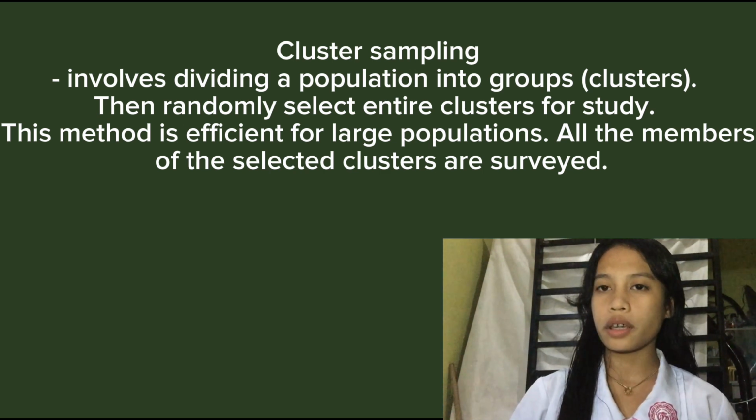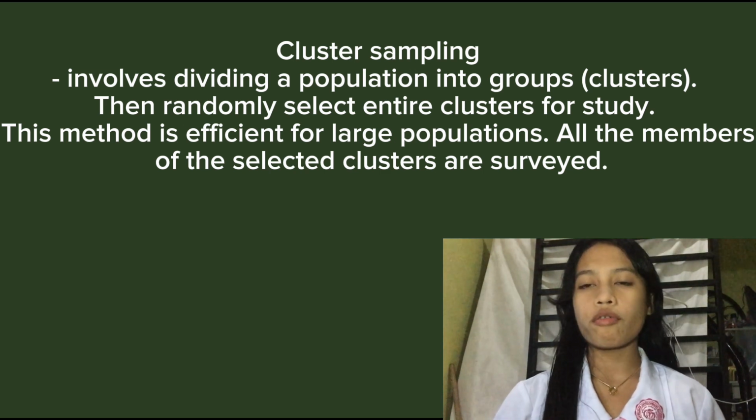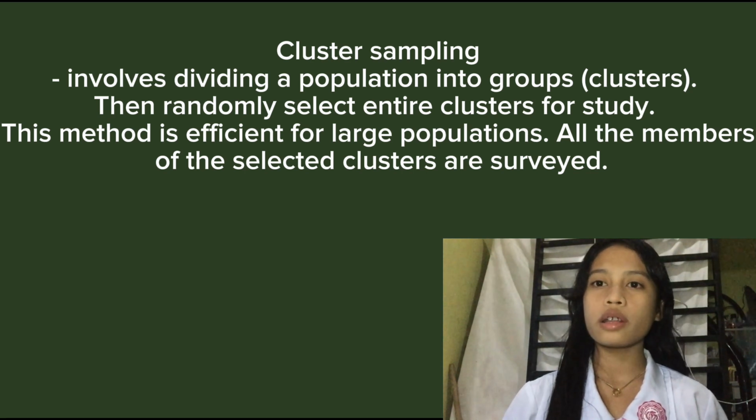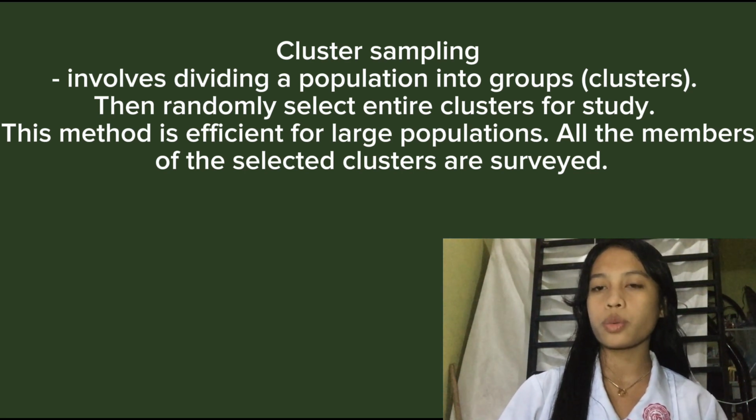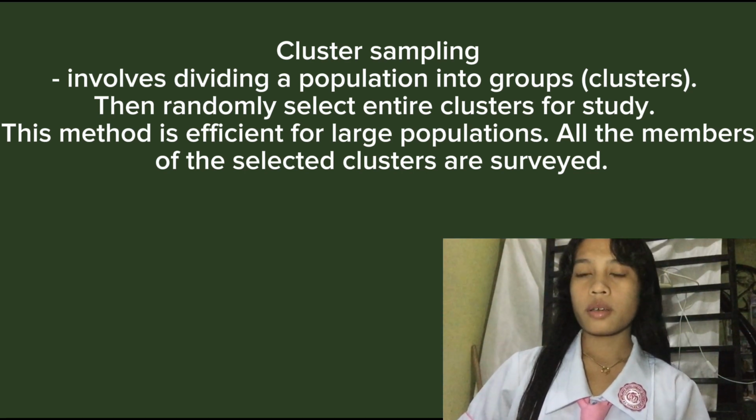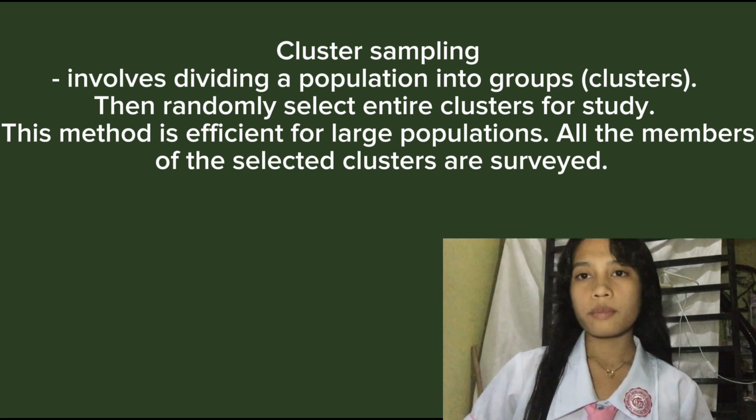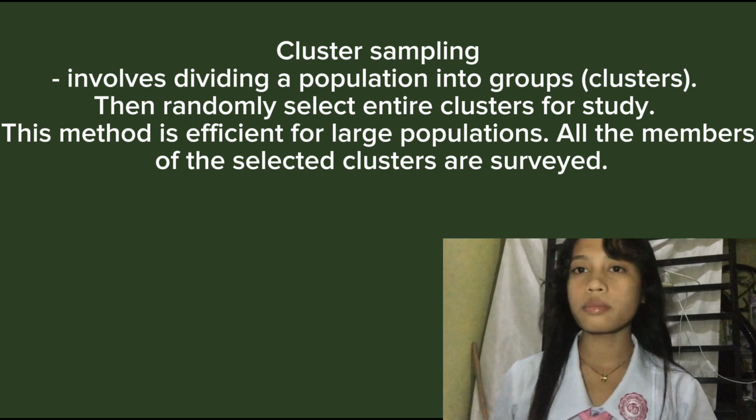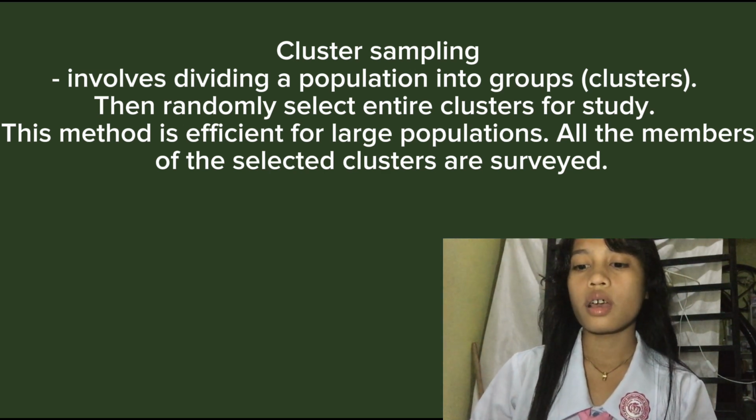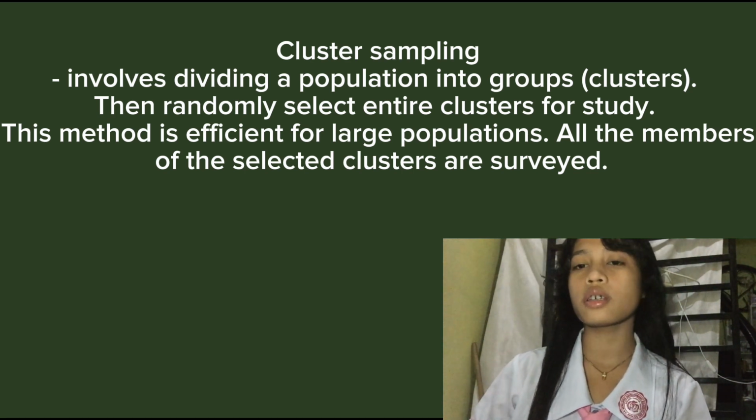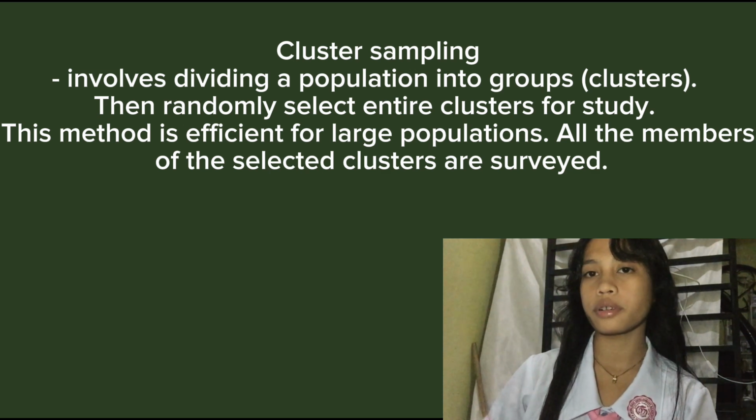I am going to explain the step-by-step process of cluster sampling. Number 1. Define the population. Clearly identify the target population you want to study. Number 2. Divide the population into clusters. Make groups of people that are diverse within each group, but the groups are similar to each other. Number 3. Randomly select clusters. Use a random sampling method to choose the clusters to be included in your sample.